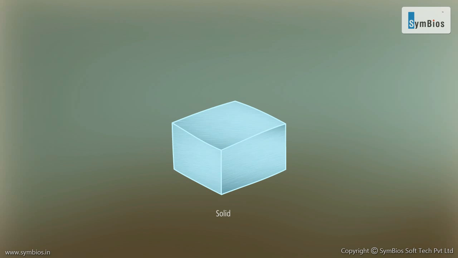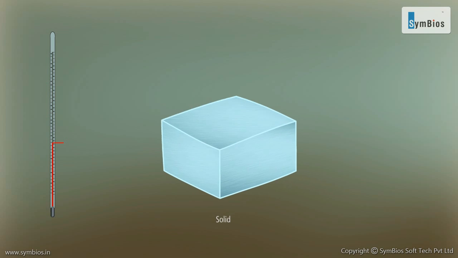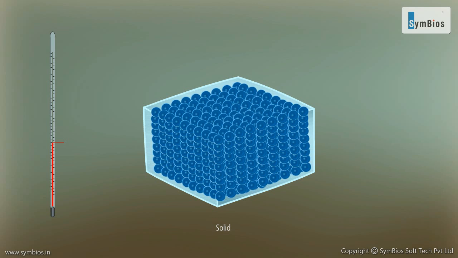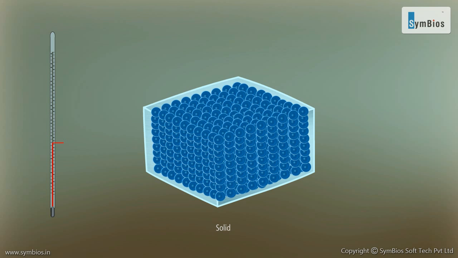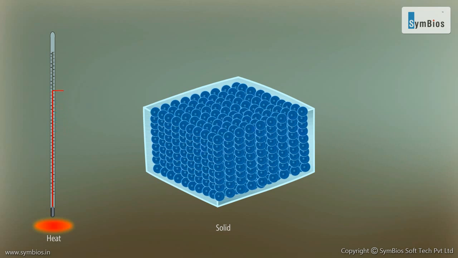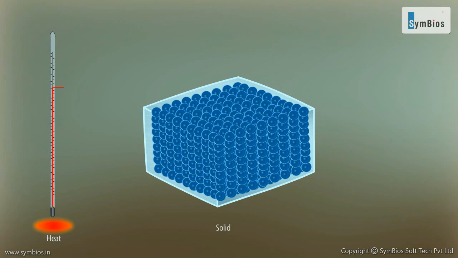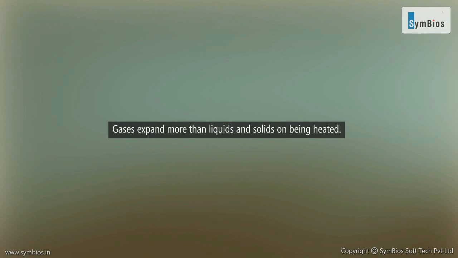A solid has a fixed volume and shape at a particular temperature unless physically subject to some force. The forces of attraction between the particles in a solid are greatest and they pack together tightly. So, they cannot move from their position, but the particles vibrate about their position in the structure. With increase in temperature, the particles gain kinetic energy and vibrate faster. Gases expand more than liquids and solids on being heated.